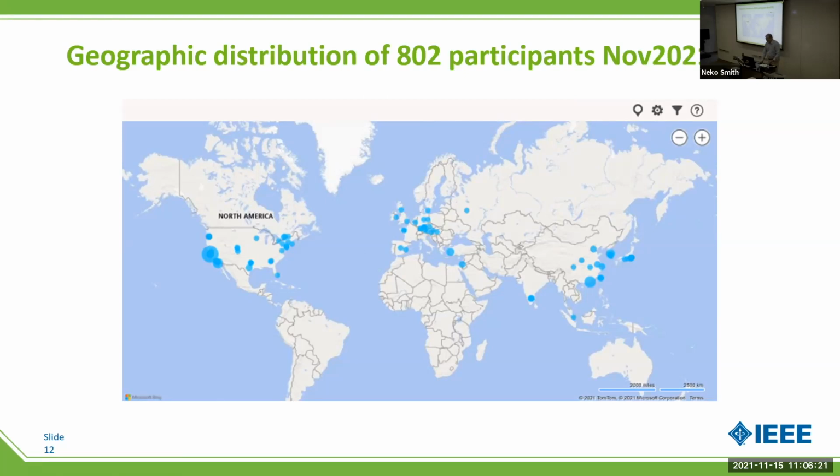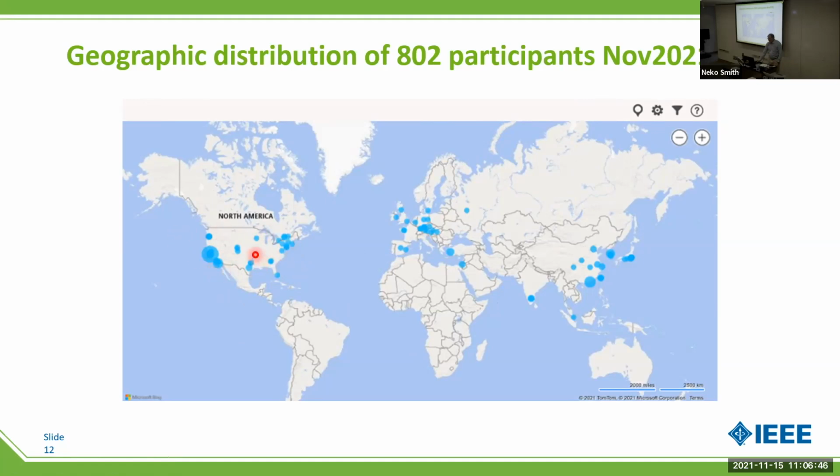I really appreciate the opportunity to come and share my thoughts on this. This is a slide which I took from the participants that have registered for the November plenary session. And you can see they're widely distributed. We have a lot of people in the US. Actually, it's dominated by people in North America.